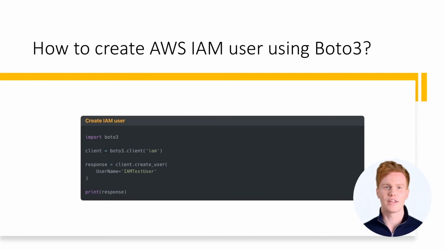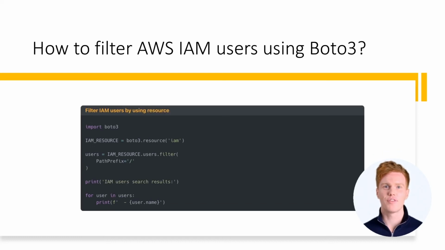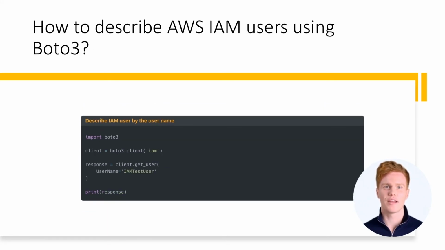An IAM user is an entity you create in AWS to represent the person or application that can interact with AWS services. To create an IAM user, you need to use the createUser method of the IAM client. To list all IAM users in the AWS account, you need to use the all method of the users collection of the IAM resource. To filter IAM users, you need to use the filter method of the users collection of the IAM resource. This method allows you to filter users by their path prefix. To describe the IAM user, you need to use the getUser method of the IAM client that retrieves information about the specified IAM user, including the user's creation date, path, unique ID, and ARN.